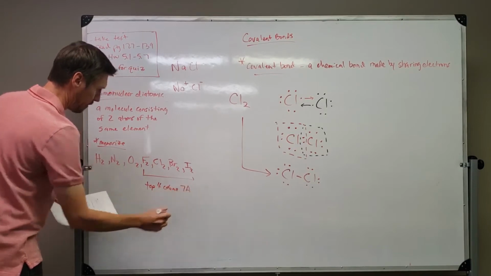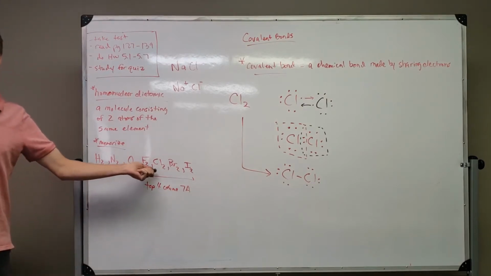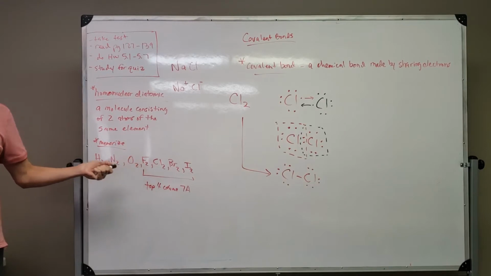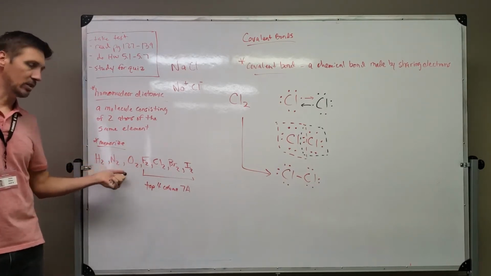So you only want us to memorize those 4? I want you to memorize all 7. But since you'll have access to your periodic table, that'll help you identify at least 4 of them. If you remember the top 4 in column 7A, and then if you can just remember H2, N2, and O2, you'll be good.